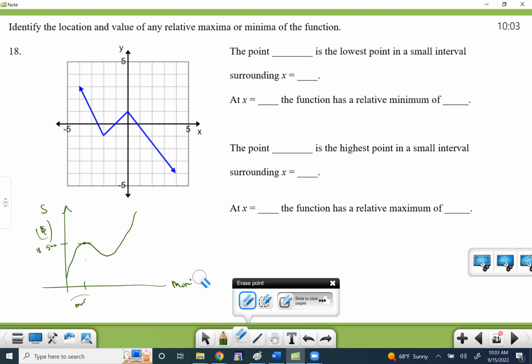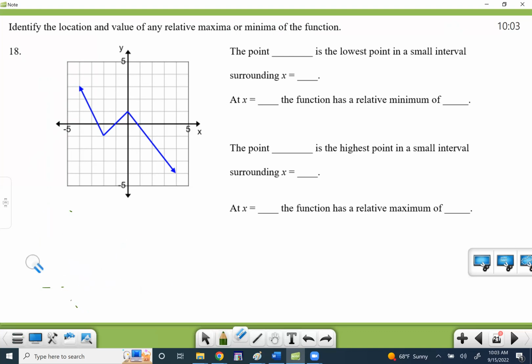So I want you to take away from this: if I ever ask you for a max or a min, always give me the Y value. If I say, where is it located? That's when you're getting the X value. So we're going to go in here.